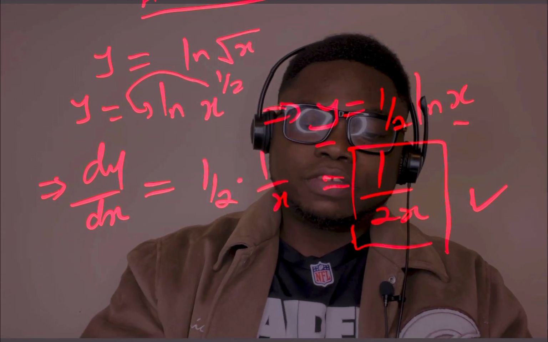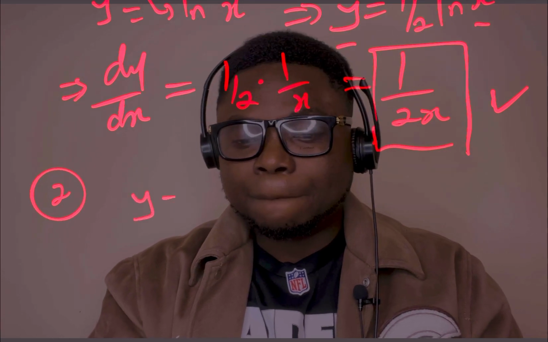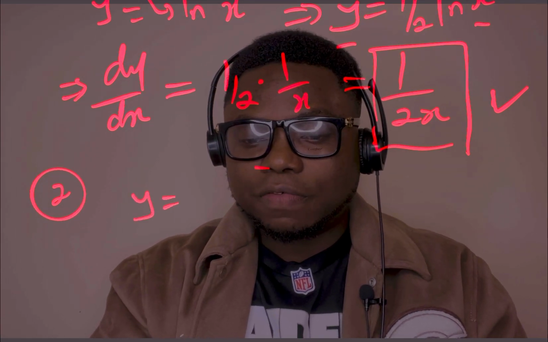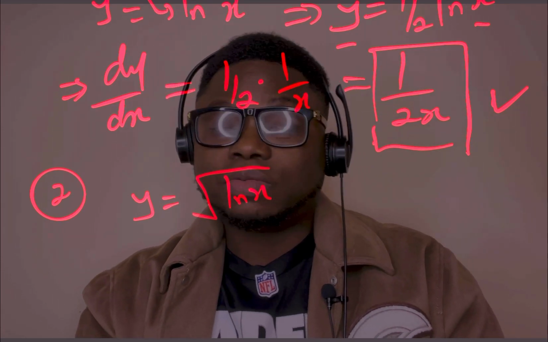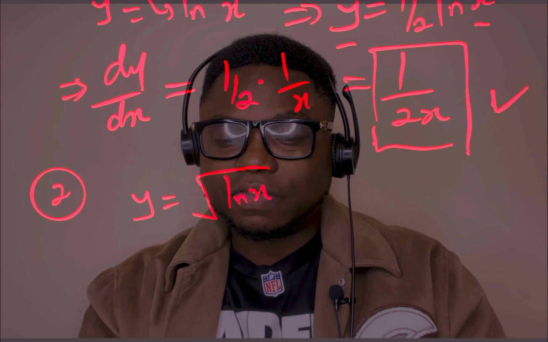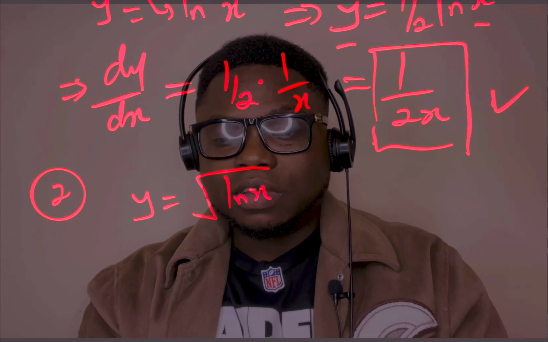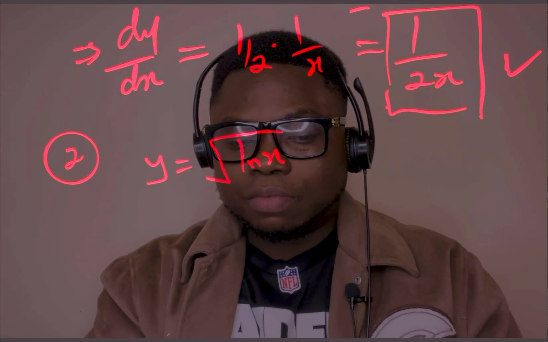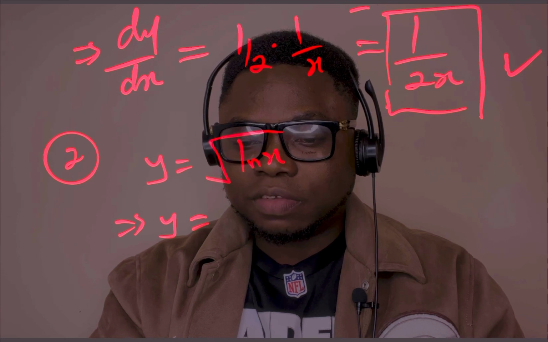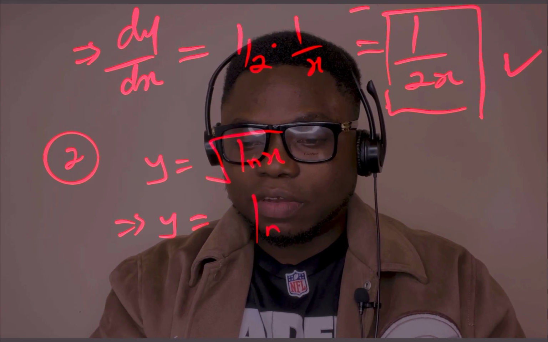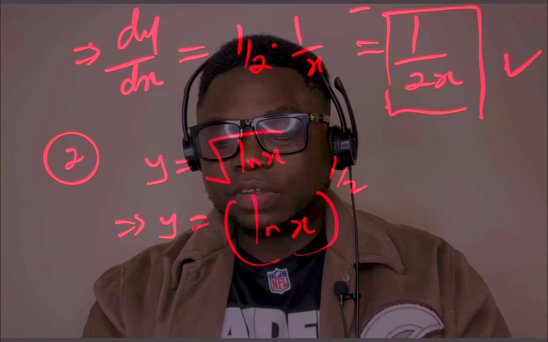Now, the second question is y is equal to square root of ln x. This is different from the first question, because the first question is y is equal to ln times square root of x, but this one is y is equal to square root of ln x. In this case, I'm going to apply chain rule. Y is equal to, this is the same thing as ln x all raised to the power of 1 over 2. Now this is what it is.